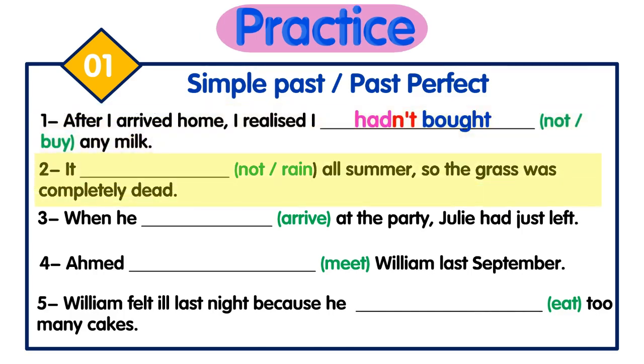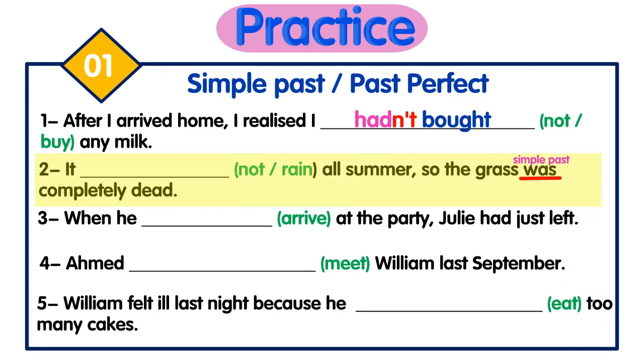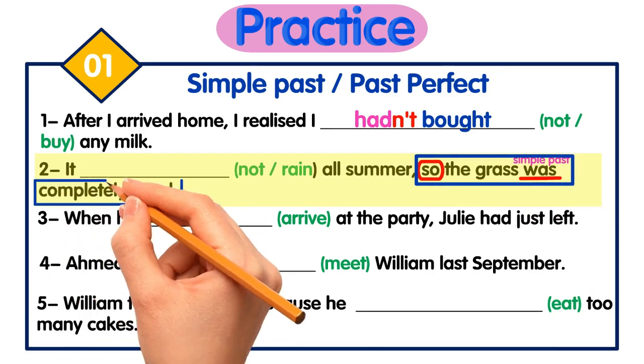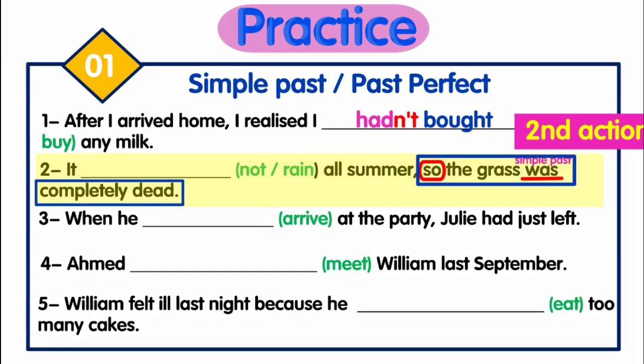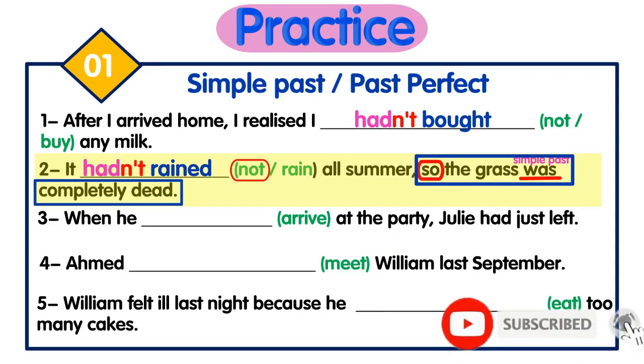The second sentence. It not rained all summer, so the grass was completely dead. In the sentence we have was, which is in the simple past, and here we have the linking word so, to show the result of a past action, and the sentence here, the grass was completely dead, is the second action. So we need to use here the past perfect tense. And here again we have not, which means we need the negative form of the past perfect. So we're gonna say it hadn't rained all summer, so the grass was completely dead.